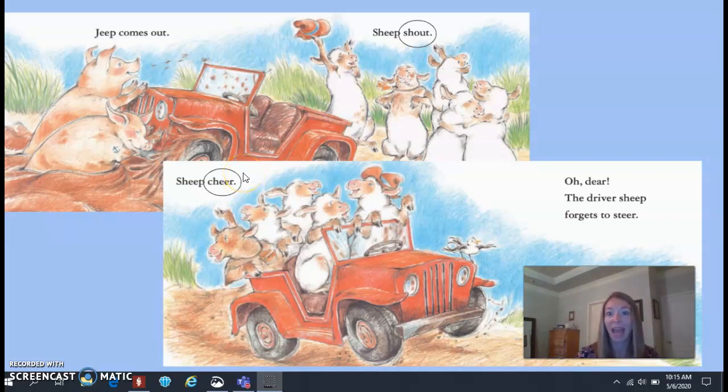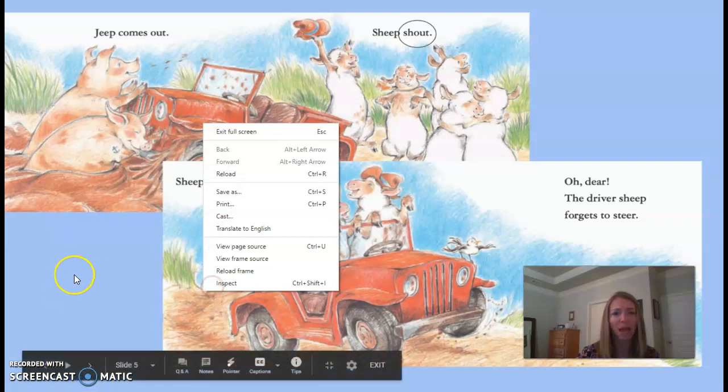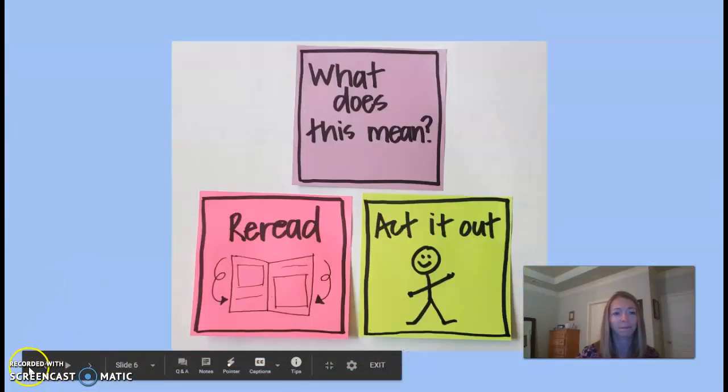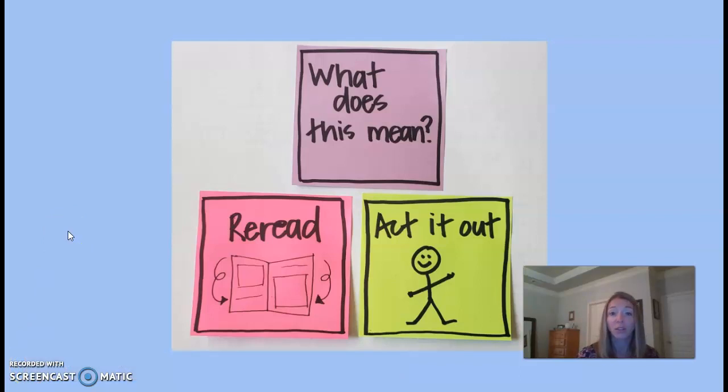Did you see how we had to act out those two words, shout and cheer, to kind of think about how are they the same and how are they different? When you're reading, you can also do this. You can think, what does this word mean? Then you can reread that page and act it out.